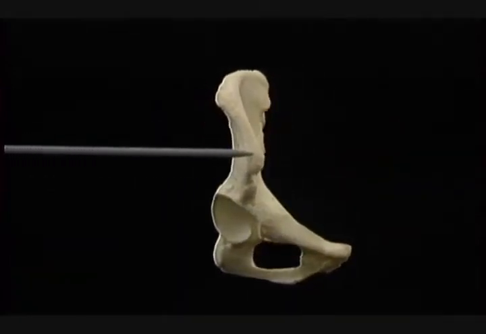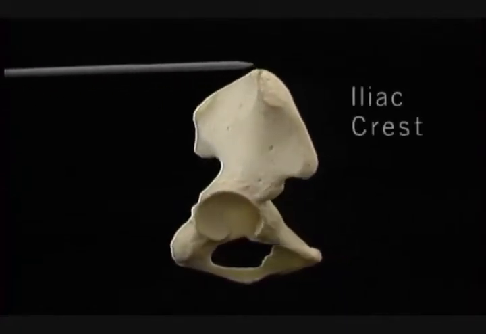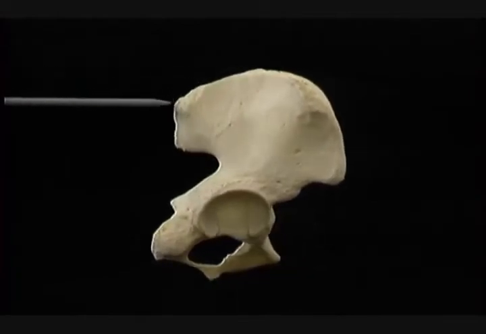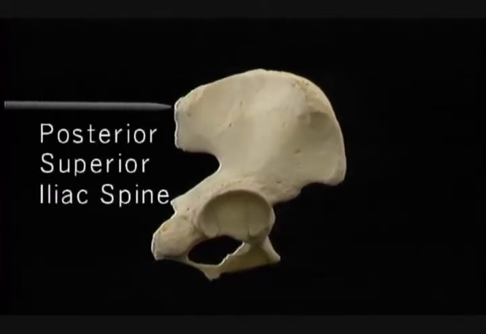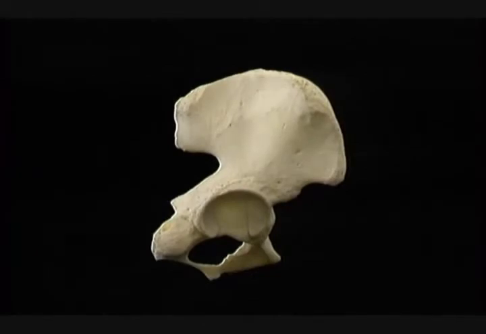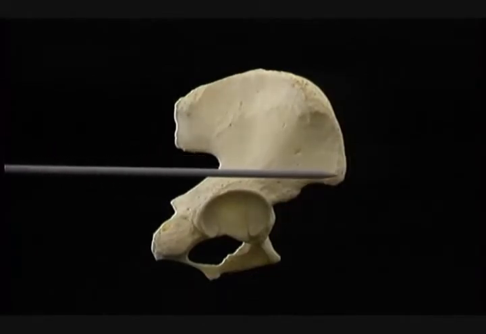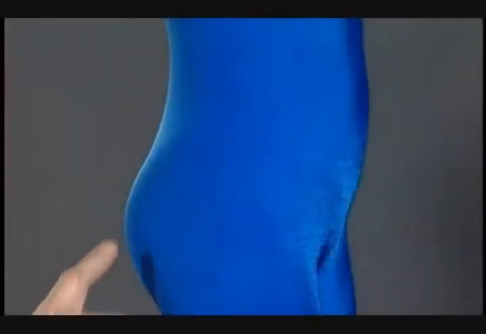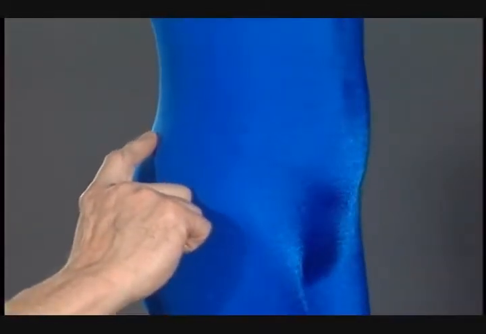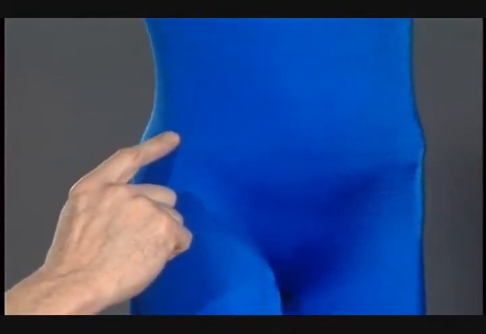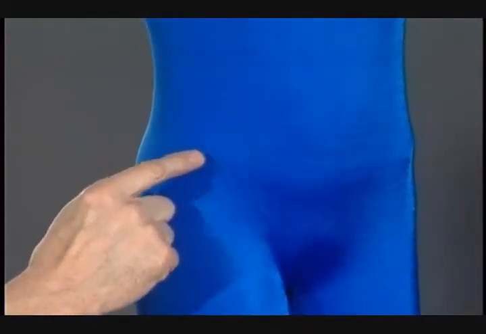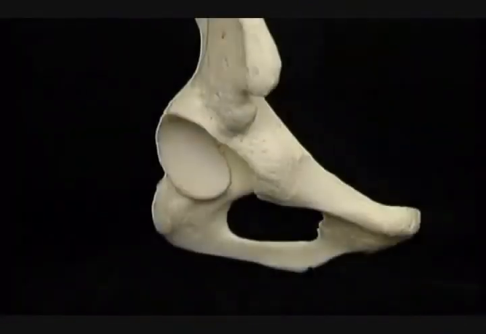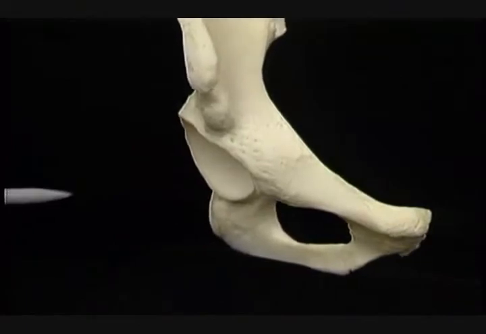The broad roughened edge of the ala of the ilium is the iliac crest. The iliac crest ends behind at the posterior superior iliac spine. It ends in front at this important projection, the anterior superior iliac spine. The iliac crest lies close to the surface all the way along its length. The anterior superior iliac spine is here. Next, we'll look at the pubis.